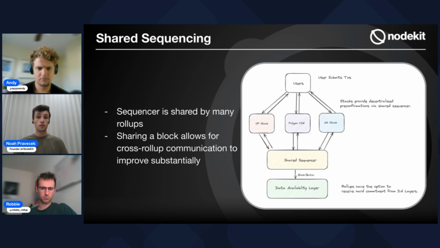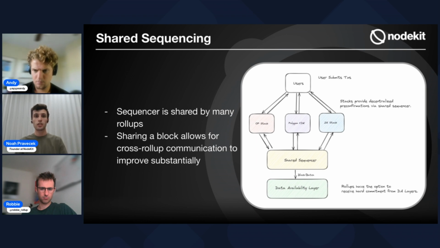So another option to provide atomic synchronous composability is shared sequencing. Essentially, sequencers are operated by different rollups. If you share a sequencer among different rollups, you can allow for cross-rollup communication and better interoperability solutions. Current solutions for shared sequencing can only guarantee this thing called atomic inclusion. But in the future, people plan on providing atomic execution.